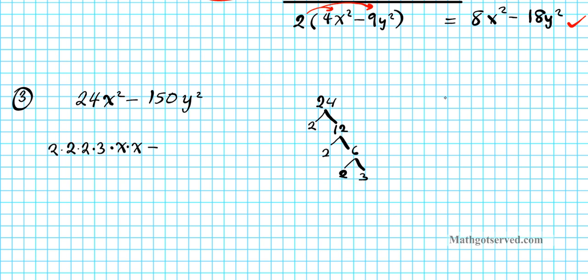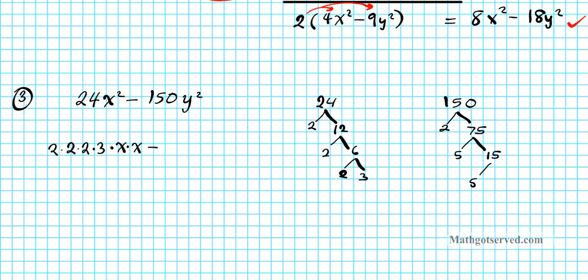Okay? And then for 150, this is even, so I can take out a 2. I'm left with 75. This number ends with a 5, so I can take out a 5. 5 goes into 75 15 times. And then this ends in 5.